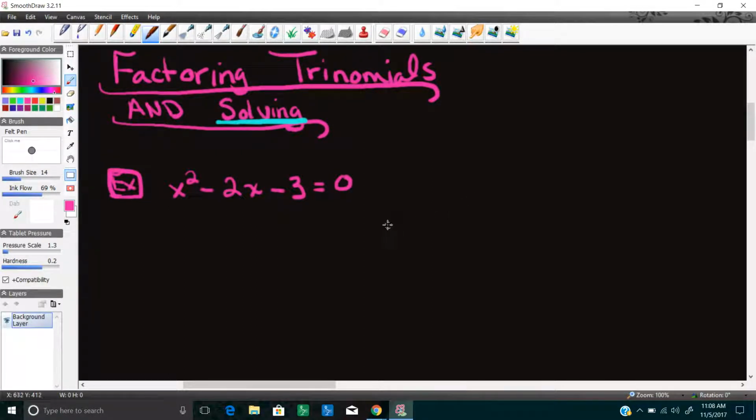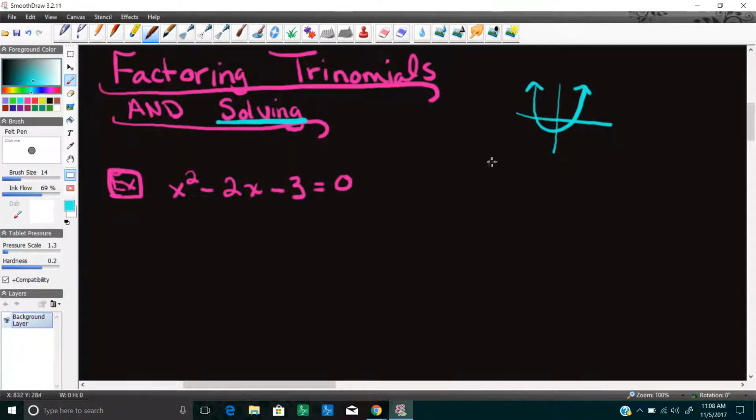Hey, this video is going to talk about factoring trinomials and then solving. Just really quickly, to give a little bit of review, this right here is a quadratic function. It looks like this, and you don't have to copy this down. I'm just going to show you real quick. It looks something like this.